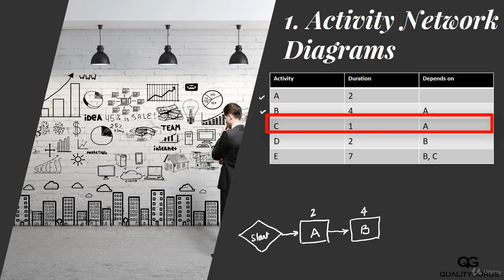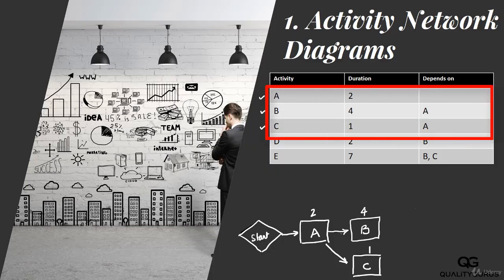Let's draw that. So here I have activity C, which is of 1 day duration and depends on activity A. Once my activity A is complete, I can start activity B and activity C. Those two activities could be started. With this, I have covered this line as well.